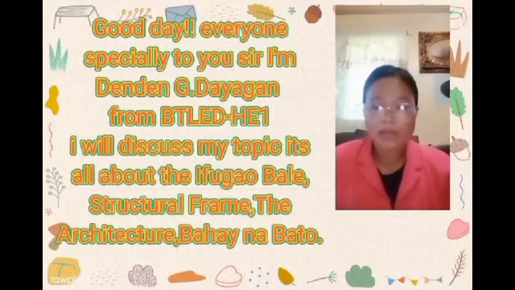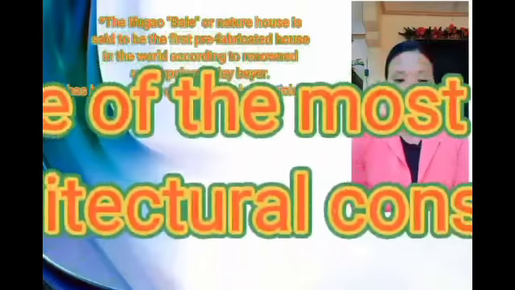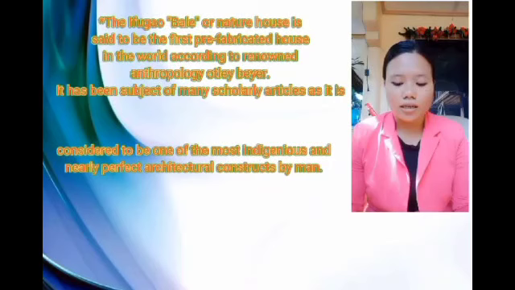It's all about the Ifugao Valley structural frame, the architecture Bahay na Bato. The Ifugao Valley or native house is said to be the first prefabricated house in the world, according to renowned anthropologist Otley Beyer. It has been the subject of many scholarly articles as it is considered to be one of the most indigenous and nearly perfect architectural constructs by man.